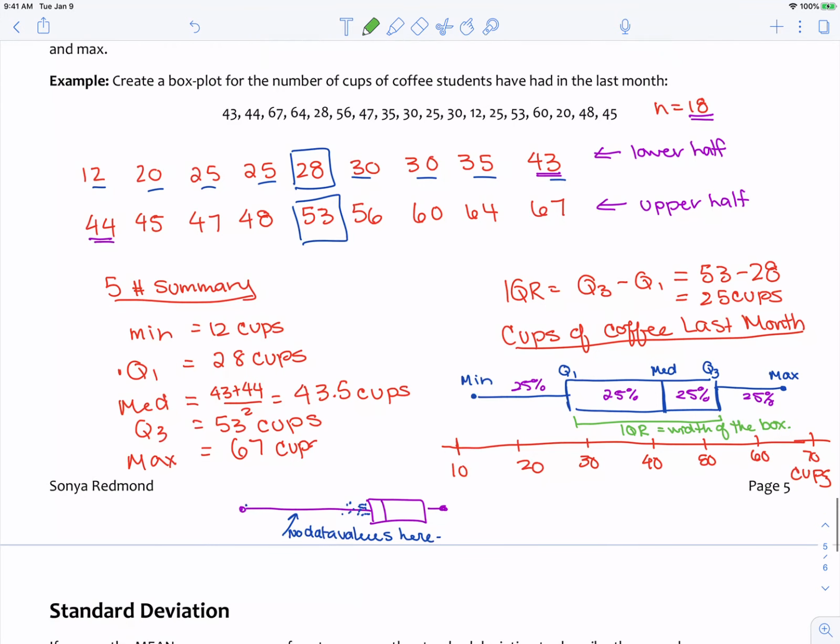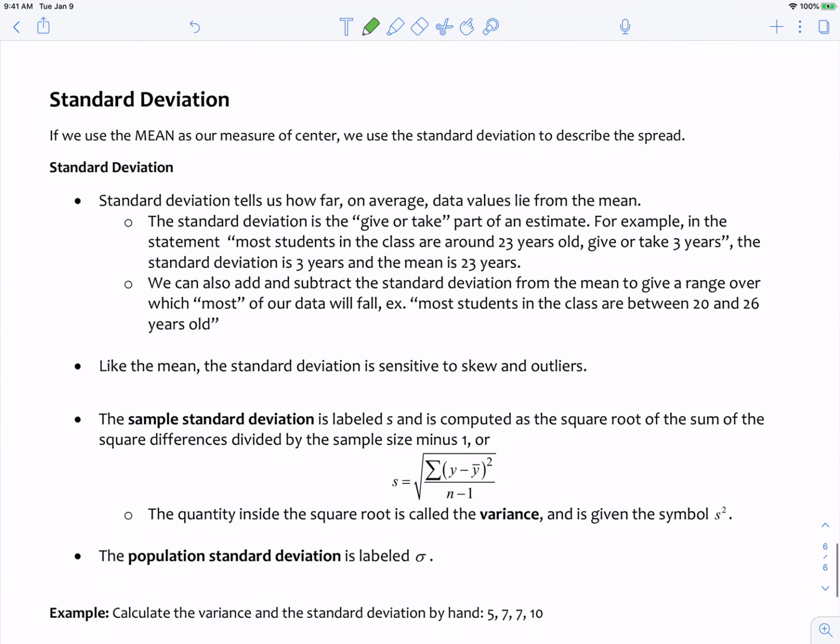All right, so our next measure of spread, the one that pairs with the mean, is the standard deviation.